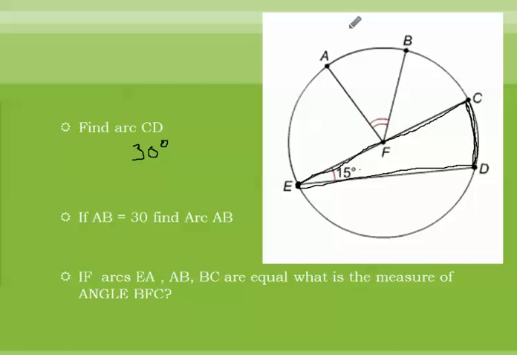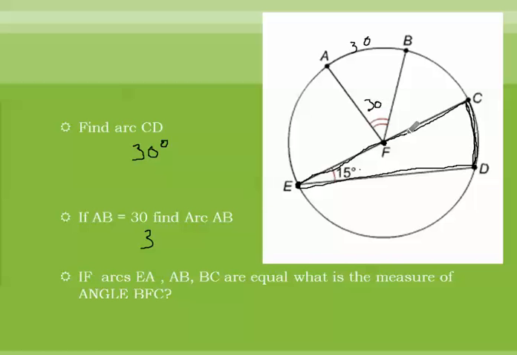Now, what if AB was 30 degrees out here? What would it make this angle in here? Well, this is a central angle. Central because it's got its point right there on the center of the circle. So this angle in here is going to be the same as the arc. It's going to be 30 degrees. The angle is going to be 30 degrees there. Okay? So we got this angle is 30 degrees.